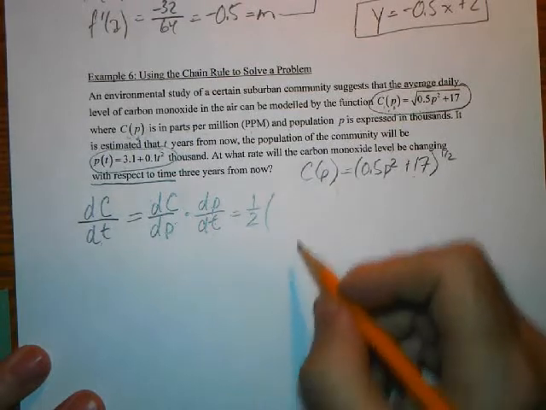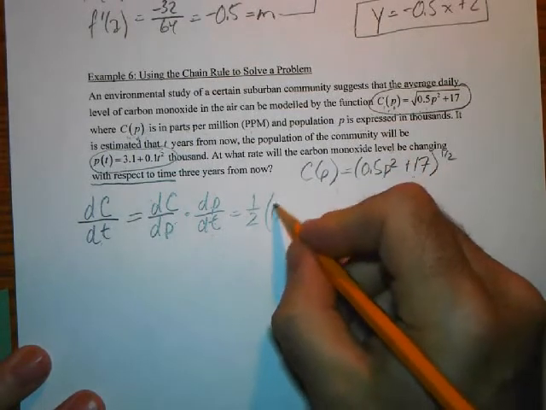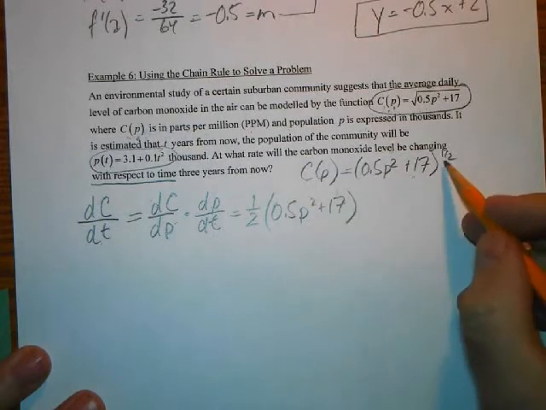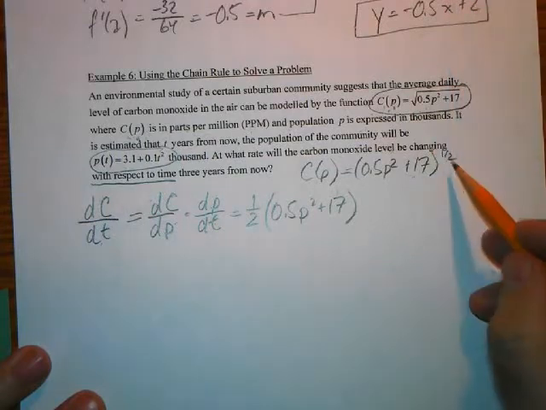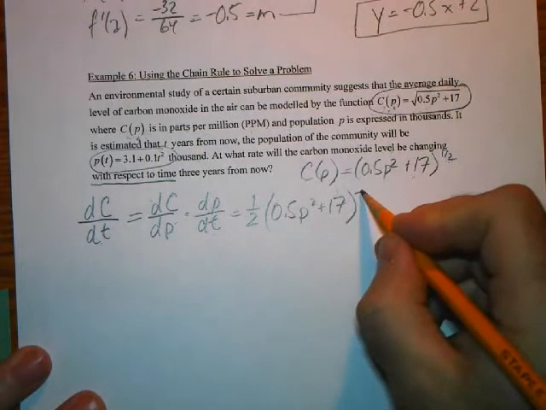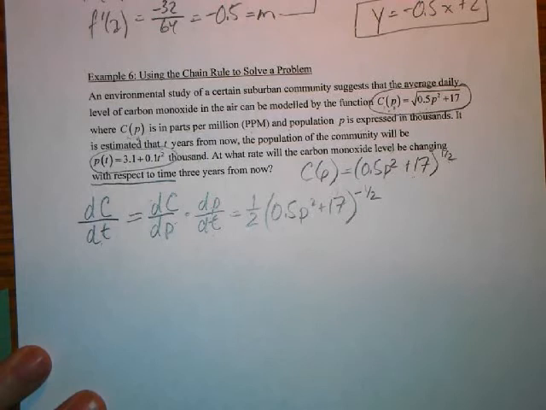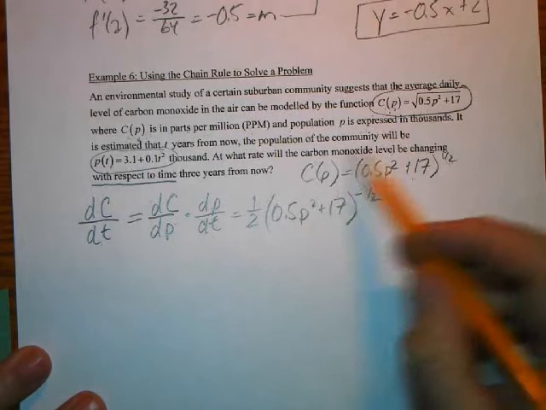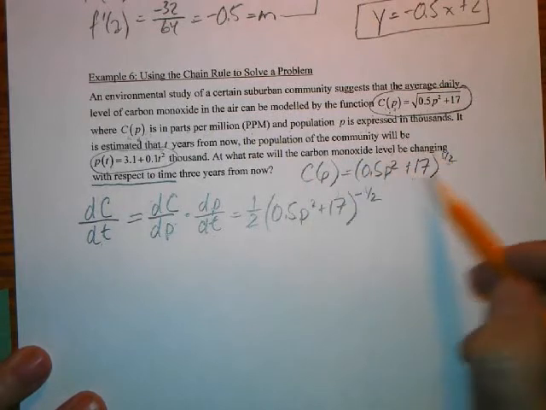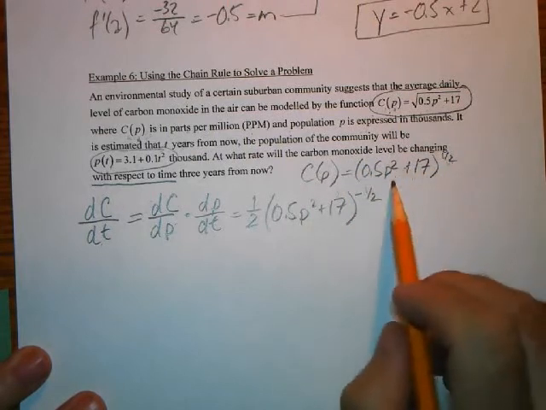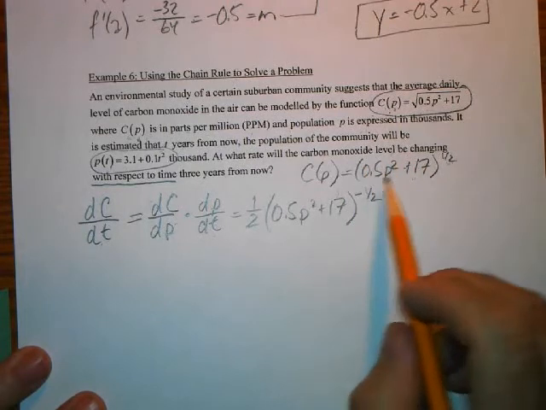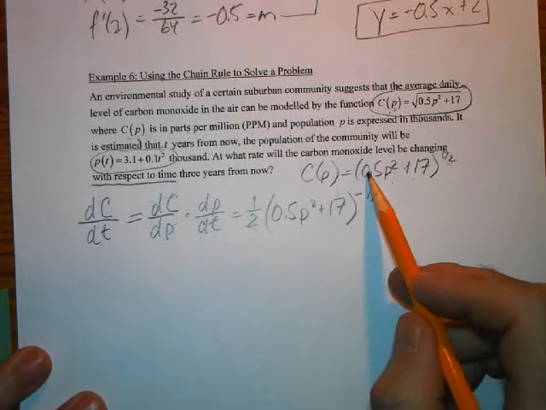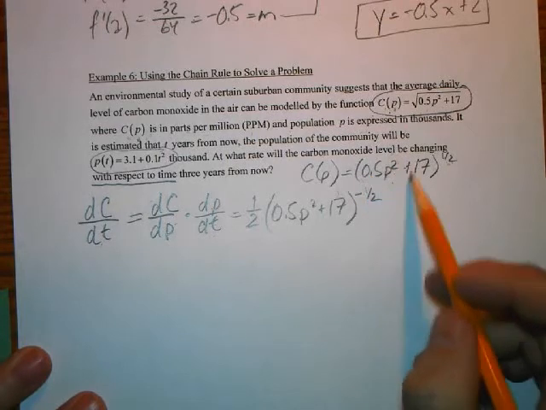And I've got my inside function, 0.5 p squared plus 17. And then the exponent, just like the last example here, gets reduced by 1, so that becomes negative 1/2. Okay. Now, since we're taking the derivative of this, we have to use the chain rule. So we just did the outside function. Now we have to take the derivative of the inside function. So taking the derivative of this term, it would be 2 times 0.5, which is 1, times p to the power 1. So the derivative of this is just p.